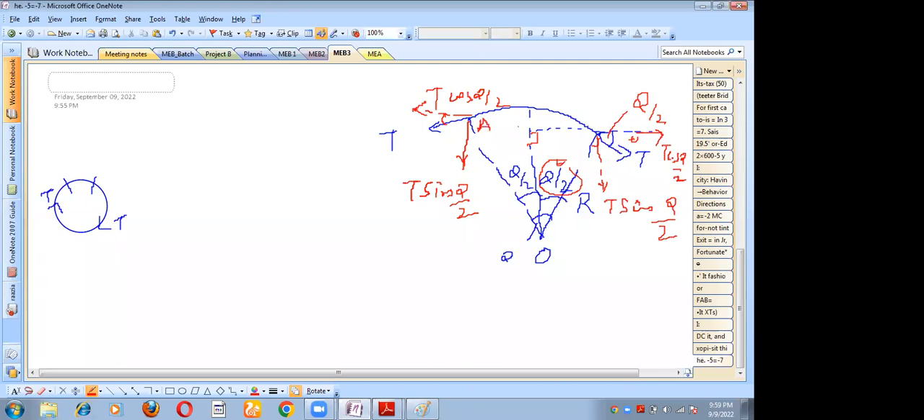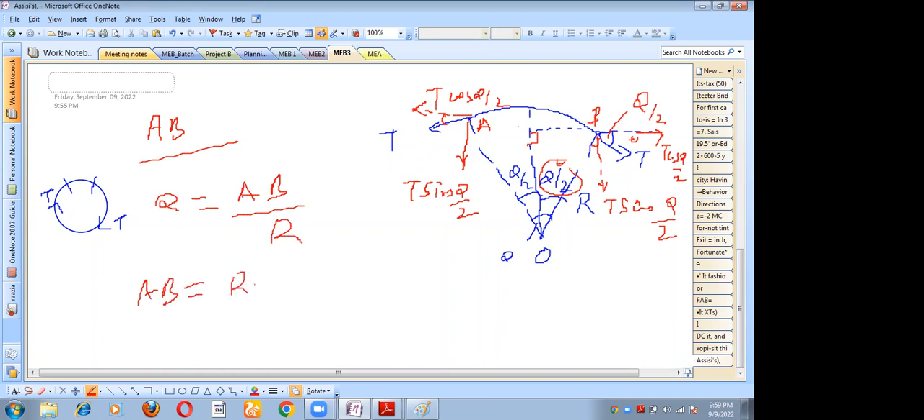Now suppose this point is A, this point is B. So what will be length AB? Now the main thing is to find length AB. How will we find length AB? We'll apply the arc formula. We know that theta is equal to arc length, that is AB, upon radius. So from here we can find the length AB, that is R theta. Is it? Yes, sir. The radius of this arc is R.